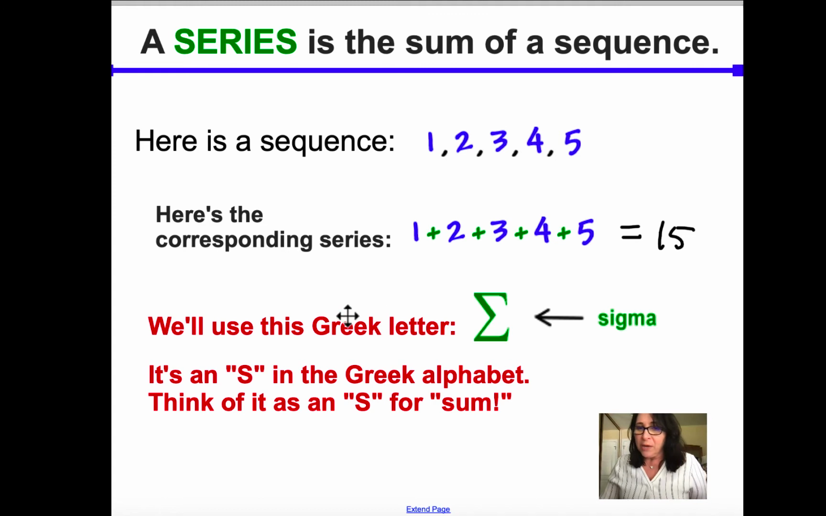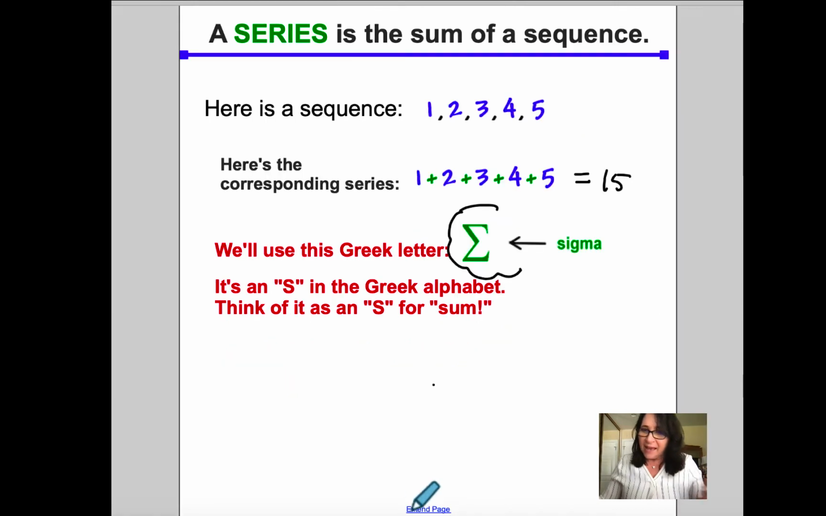Now, we would use this Greek letter right here, and that means sigma. It's basically an S in the Greek alphabet, but it means sum. So sigma does mean sum. And so what you might see for this series might be this.